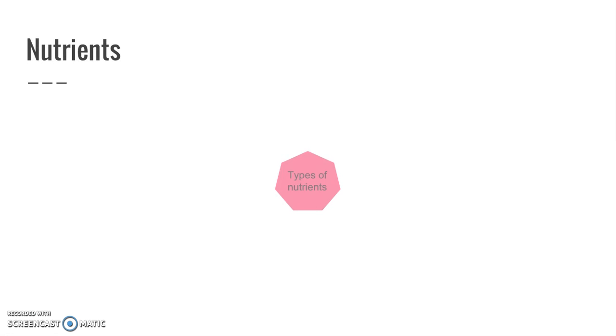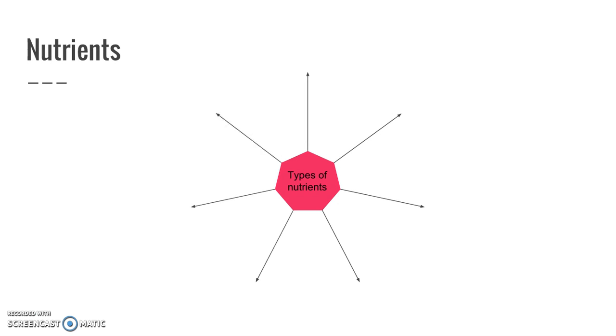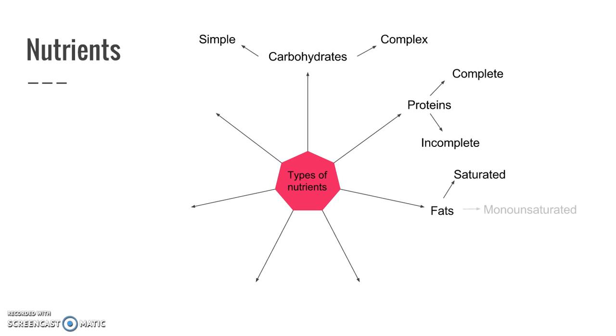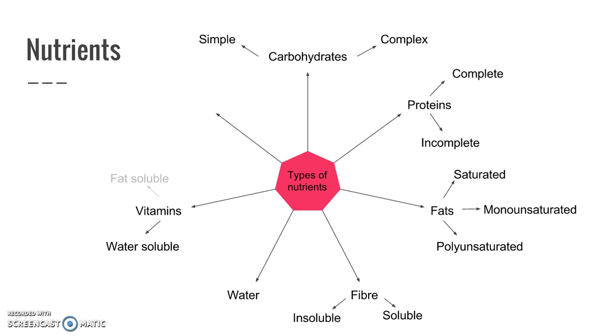There are 7 nutrients, and they can be either macro or micronutrients. The 7 nutrients are carbohydrates, proteins, fats, fibre, water, vitamins, and minerals.